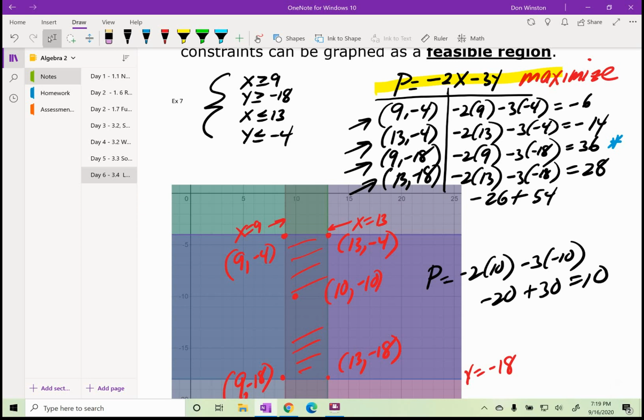Again, it just so happens that you minimize or maximize your objective function at the corner points, not something within, only at the corner points. All right, so let's look at another example here.